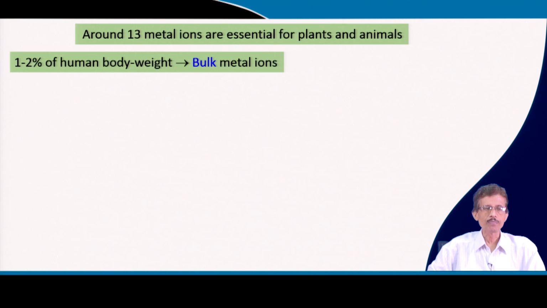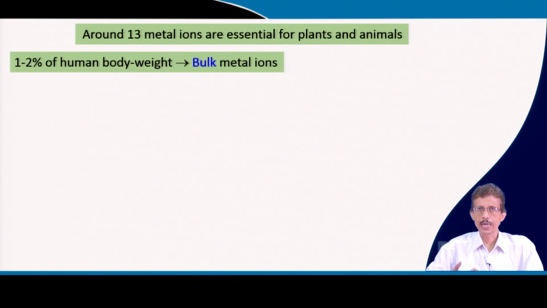And in our body, what is the average body weight? If we consider that our average body weight is 75 kg, then 1 to 2% of the human body weight, if it contains that, we consider as the bulk metal ions. What are those metal ions? If you just simply think of it, you will be able to answer me.